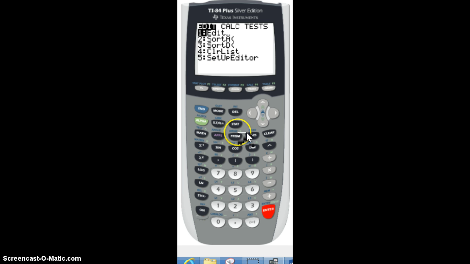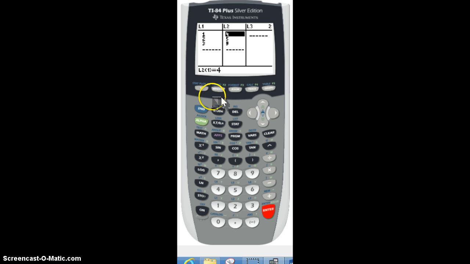Edit, enter. Now I already entered the values. You would clear your list 1, clear your list 2. I entered the x values 1, 2, 3, and I entered the y values 4, 5, 9.